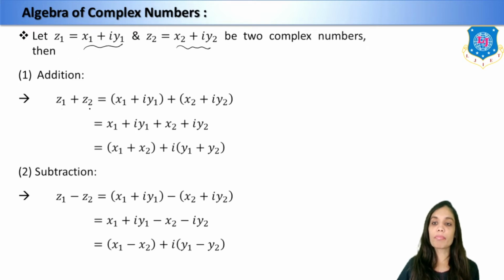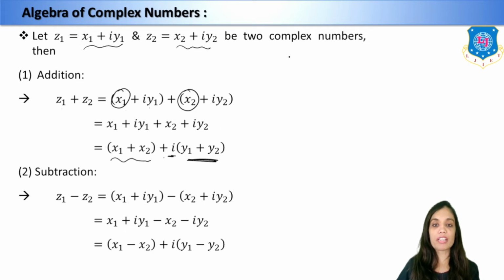Simply write z1 plus z2 is equal to x1 plus i y1 plus x2 plus i y2. Now we will separate the real and imaginary parts. Here you can see the real numbers are x1 and x2. So we can write it as x1 plus x2 plus, taking i common, i times y1 plus y2. So for addition of two complex numbers, we have to add the real terms separately and the imaginary terms separately.